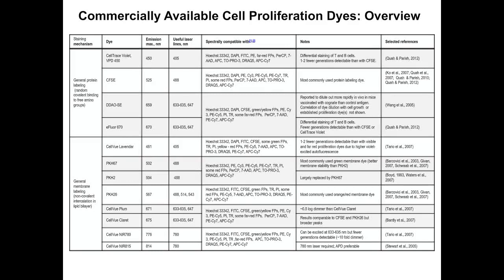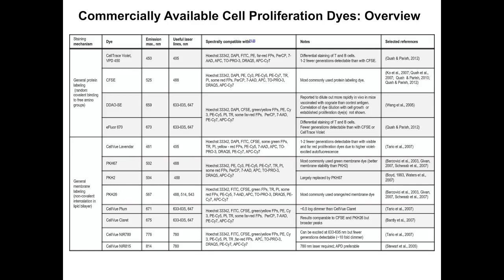There's a whole variety of commercially available proliferation dyes, and these are generally divided up into protein labeling dyes and membrane labeling dyes. They come in a wide variety of colors. For example, we have the CellTrace Violet, which is excited off of the 405. That's a protein labeling dye. Sort of the prototype is CFSE, and that's excited off the 488. And then we have ones such as the E4670, which is excited off of the 640 line.